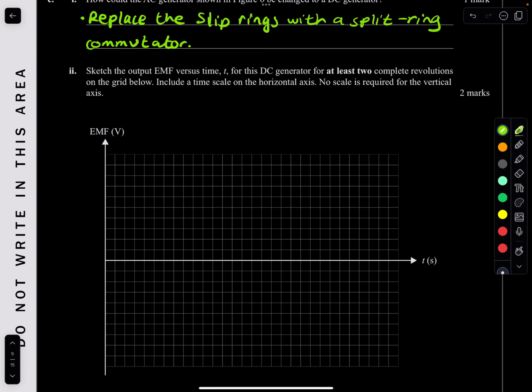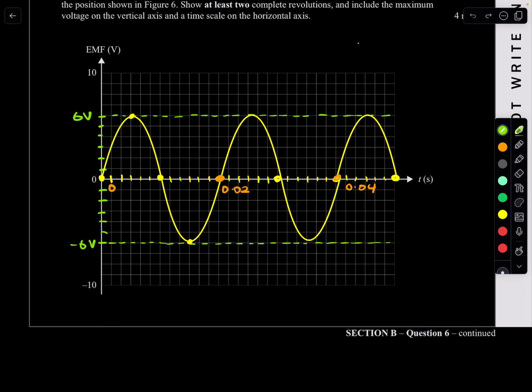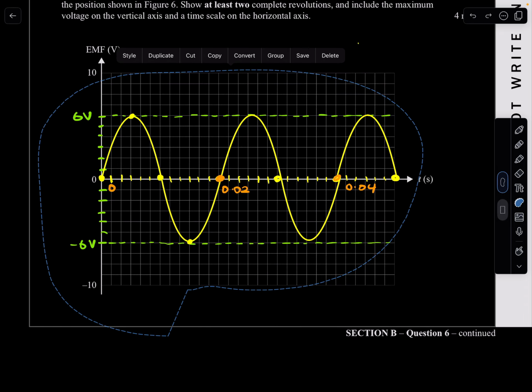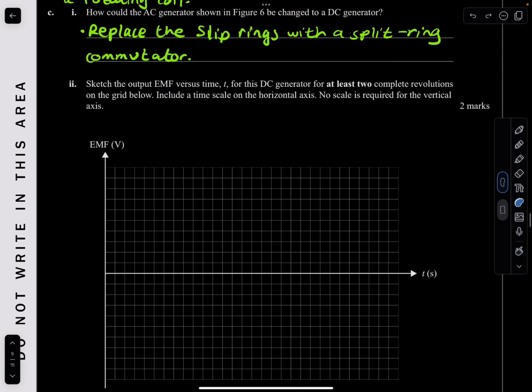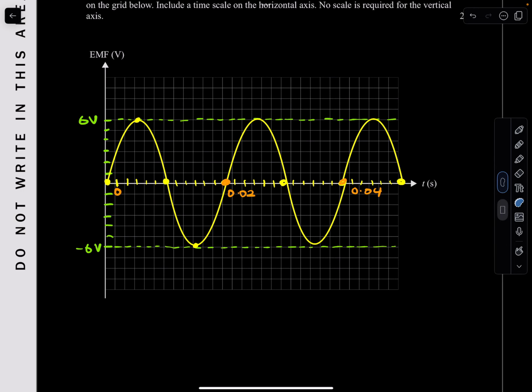Beautiful. Sketch the output versus time for the DC generator for at least 2 complete revolutions on the grid below. Include a time scale on the horizontal axis. No scale is required for the vertical axis. We know what happens when you replace a slip ring with a split ring commutator. The negative voltages over here would just be rectified, so they'll become like this. I'm just going to copy this whole thing and paste it here, and make some changes. Bring it right over there.